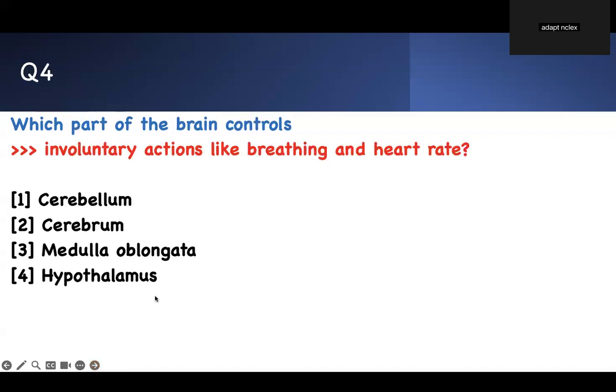Which part of the brain controls involuntary actions like breathing and heart rate? This one you have to know, right? The cerebellum is part of the back of the brain, at the bottom portion of it, and is involved with balance, right? The hypothalamus controls temperature and everything. The cerebrum is basically one end of the brain. The medulla oblongata is part of the brainstem that controls your breathing and your heart rate. So this is your right answer, number 3.